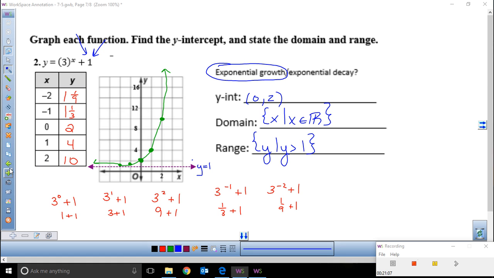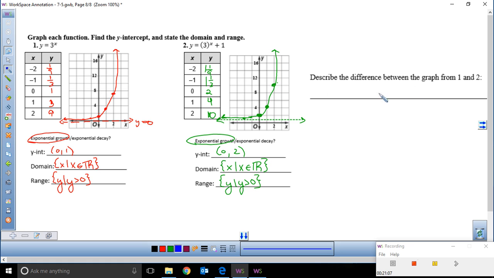Okay, so now if we go to number 3, it says describe the difference between the graph from 1 and 2. Well, they still have the same exponential growth. They're still growing as we're going, but the main difference right here is the fact that we've taken the graph from number 1 and shifted it one whole unit up.